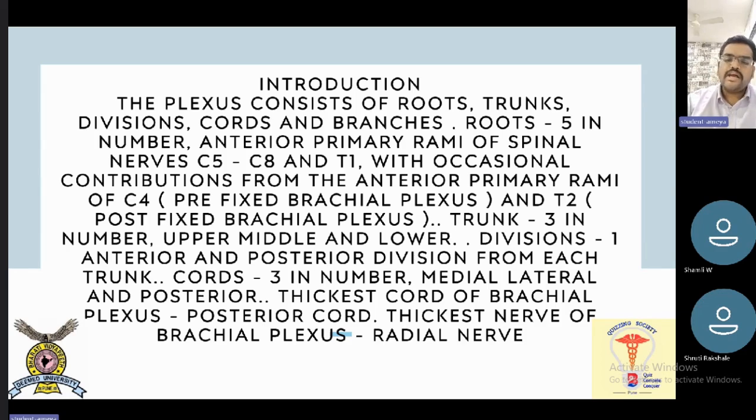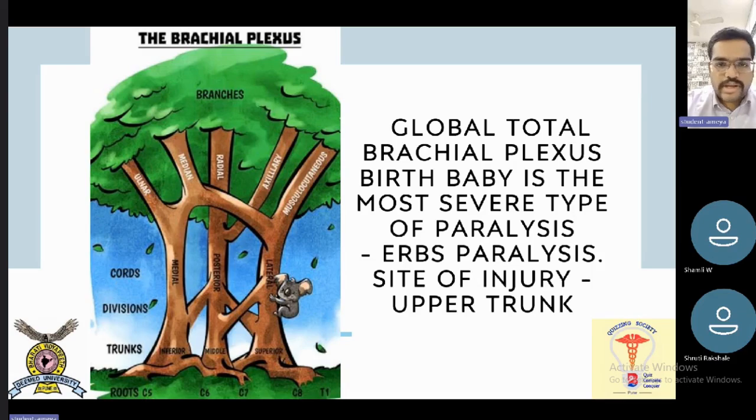Some of the very easygoing MCQs are that the thickest cord of brachial plexus is the posterior cord, whereas the thickest nerve of brachial plexus is the radial nerve. And radial nerve, by the way, is also the largest nerve of the brachial plexus, covering the entire extent in its root value. So this is a very good image I got from Google.